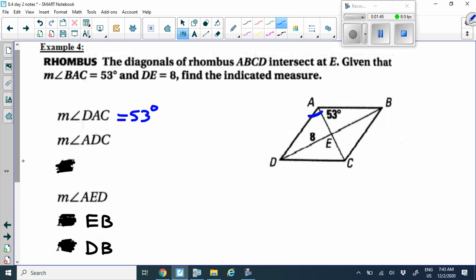Now I'm going to go ahead and write that, the explanation, so you guys have a better understanding. So basically diagonals bisect opposite angles.